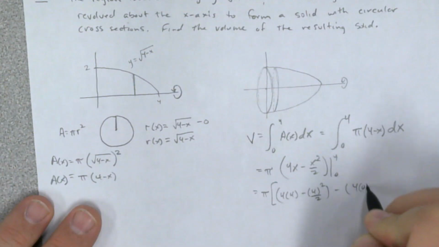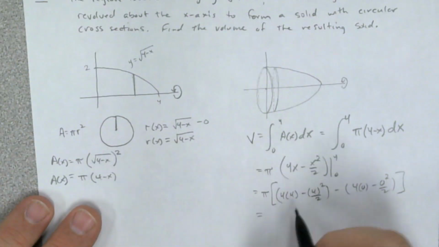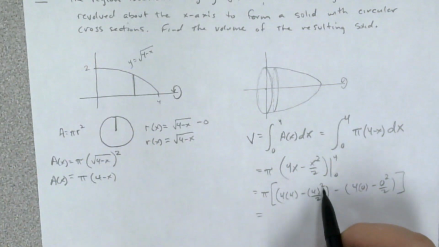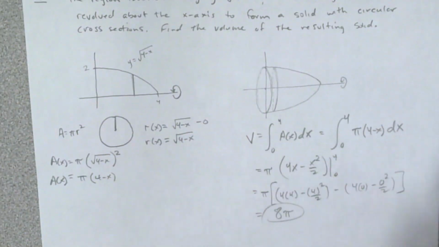4 times 0, 0 squared over 2, so that's just going to be 0. And we get our answer here, 16 minus 8, so this is just simply going to be 8 pi. And that's my volume. Okay?